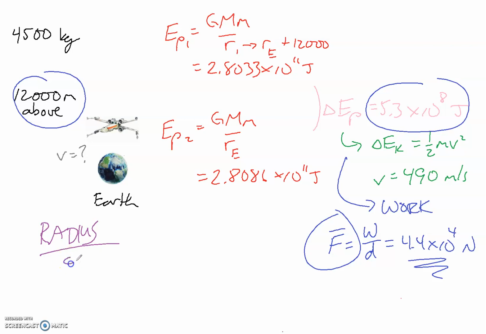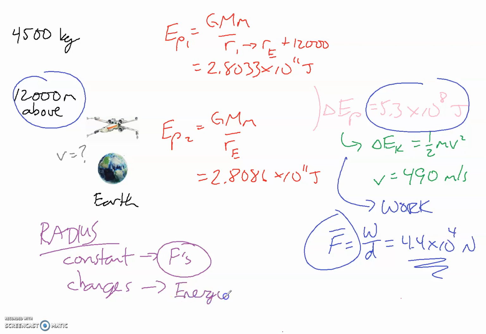So if it is a constant radius, like an orbit, almost guaranteed you want to be calculating forces, like GMm over r squared, mv squared over r. If the radius changes, almost guaranteed you want to be using good old-fashioned energies, potential energies, kinetic energies, that type of stuff. So constant radius is probably GMm over r squared equals mv squared over r, orbit type stuff.